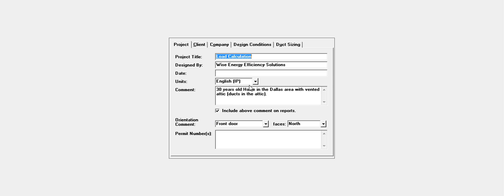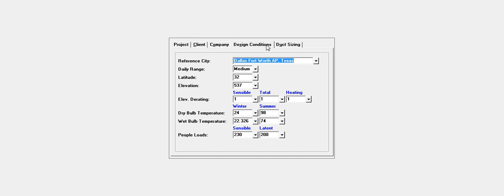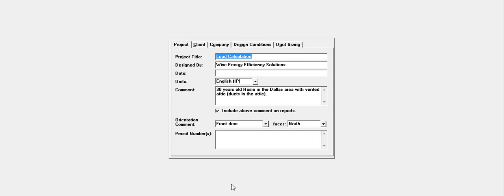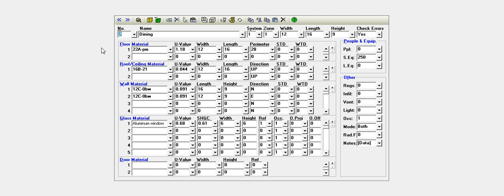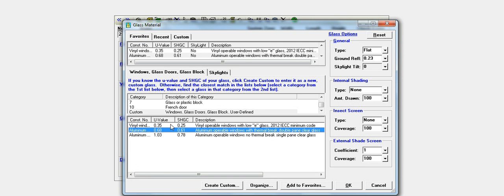This is still a 30-year-old house in the Dallas-Fort Worth area with a vented attic and duct in the attic. Remember, we're going to move the duct away from the attic. So we're still in Dallas. This is our original house, and the only thing we're going to change on this page is our window. We're still using our concrete slab, we still have R21 of insulation in the attic, and we still use our 2x4 wall with R13 of insulation. Now we're going to replace our aluminum windows with vinyl windows.